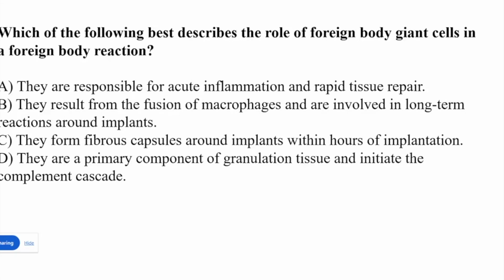Okay, here is one more question. Which of the following best describes the role of foreign body giant cells in a foreign body reaction?